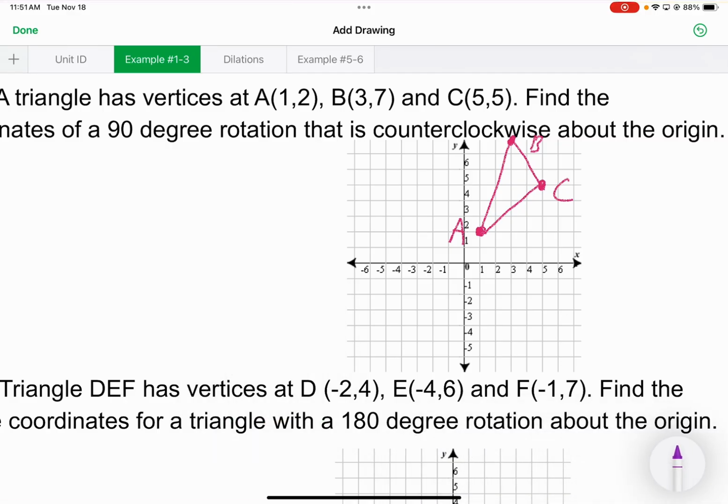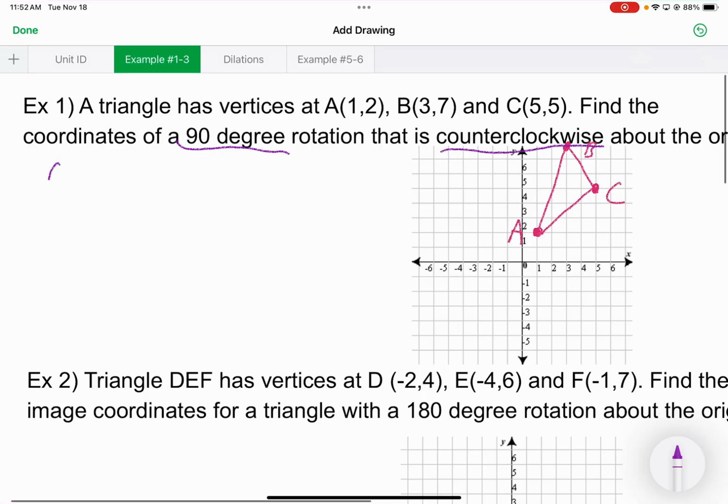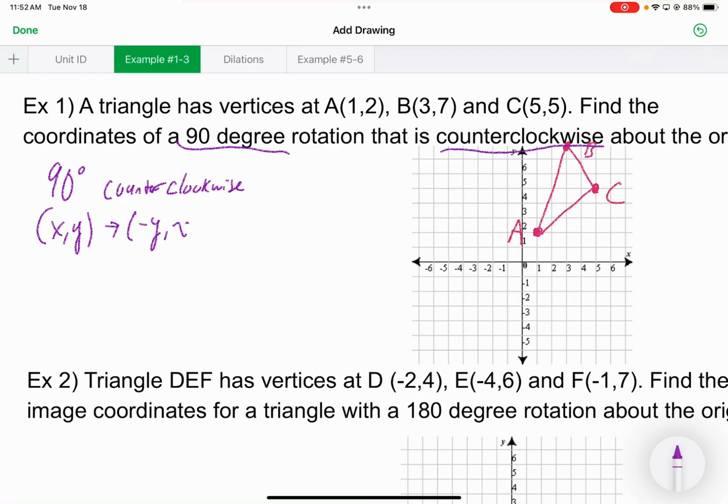All right, so now we want to rotate it 90 degrees counterclockwise. We need to go back to the rule that you wrote down on the last slide. So 90 degrees counterclockwise: (x, y) turns into (negative y, x). That's our rule.